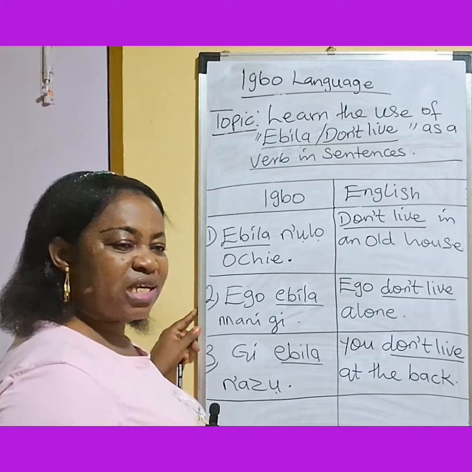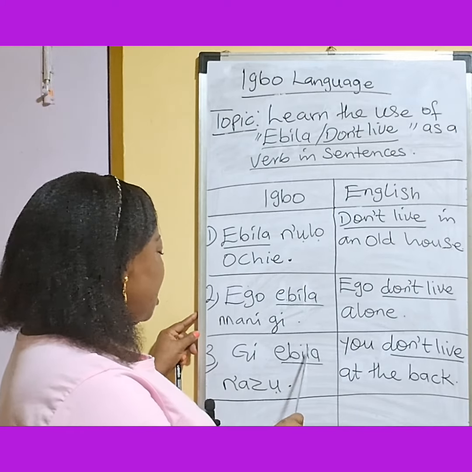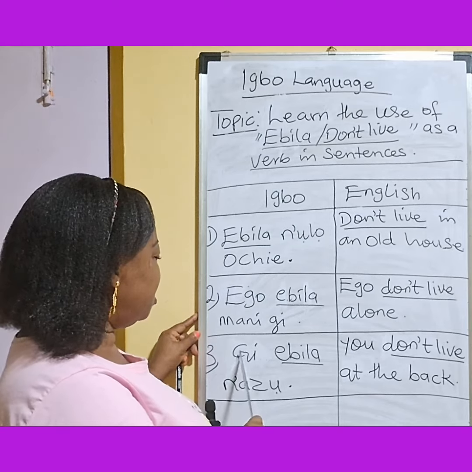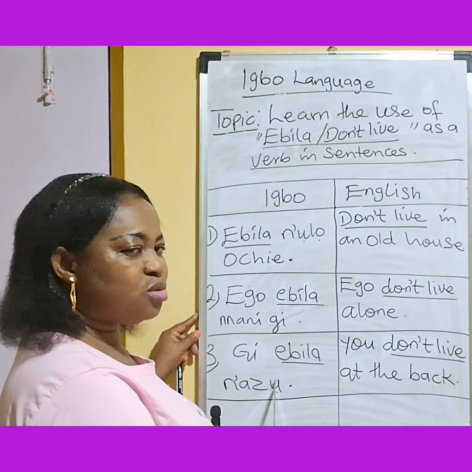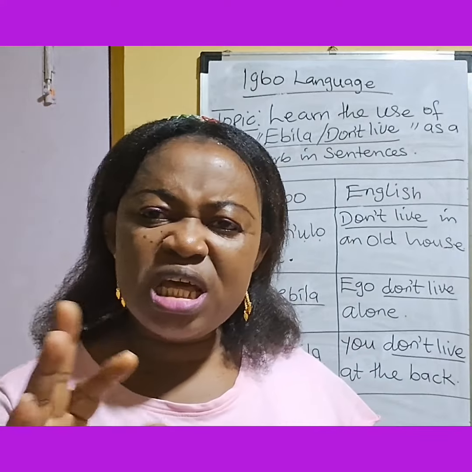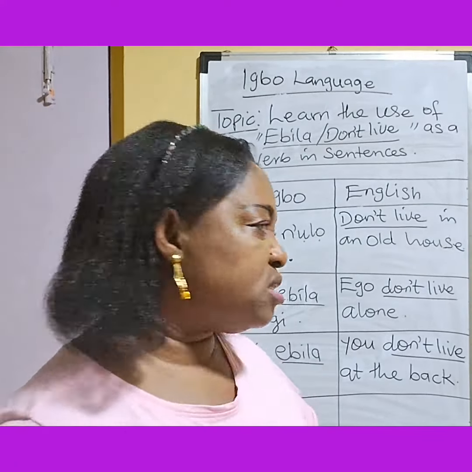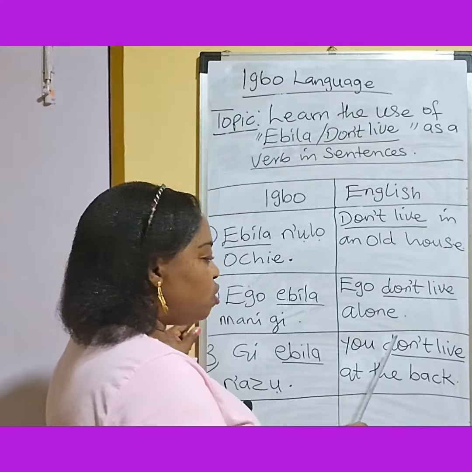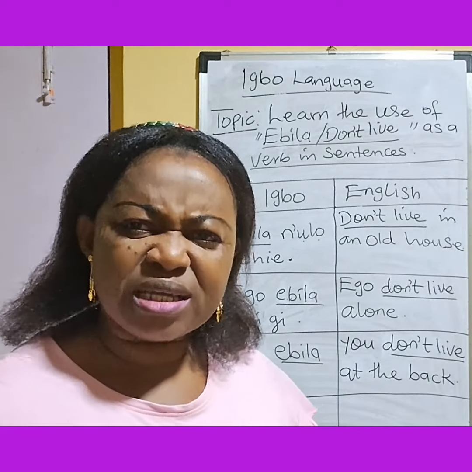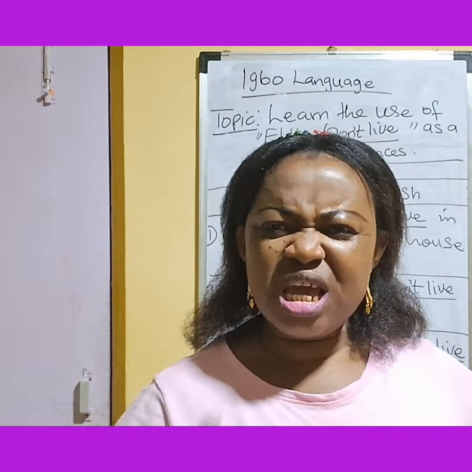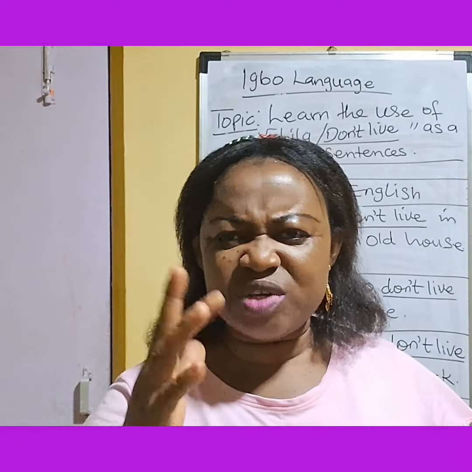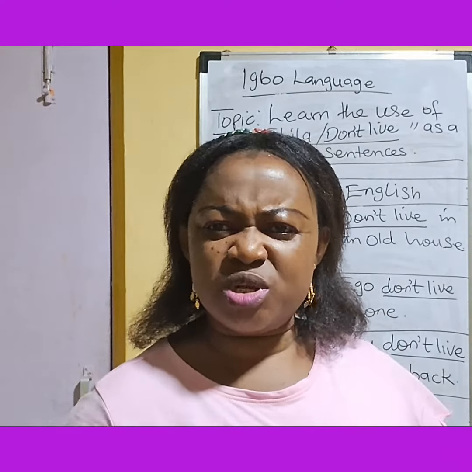The last one says, Gi Ebila n'azụ. Say it, class. Gi Ebila n'azụ. It means you don't live at the back. Don't live at the back. Ebila n'azụ. It is a command. We use don't live, Ebila, to give a command in the opposite way.